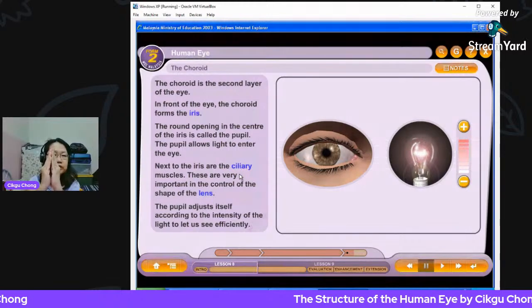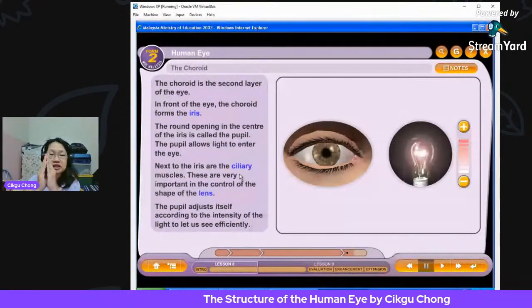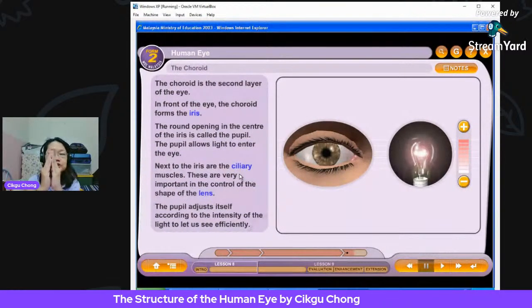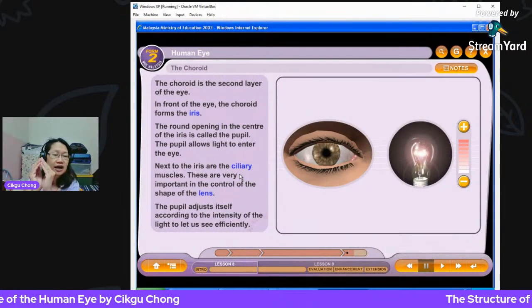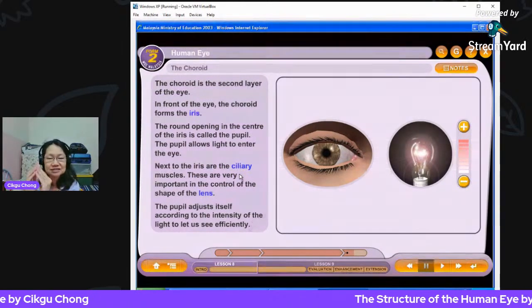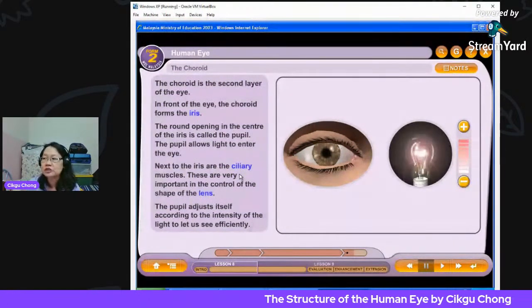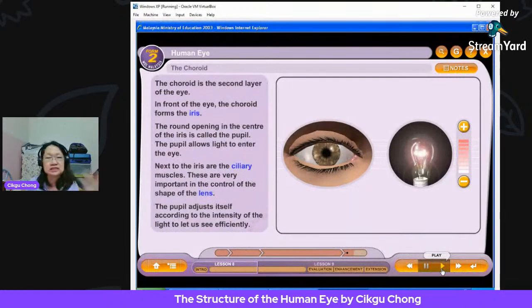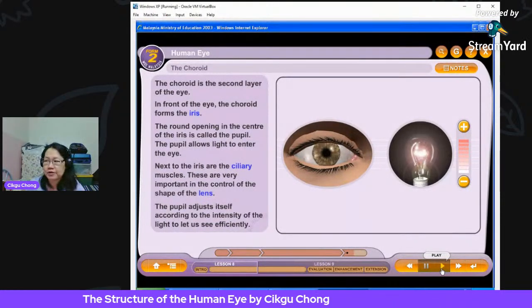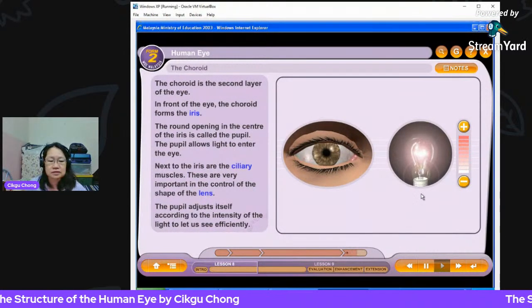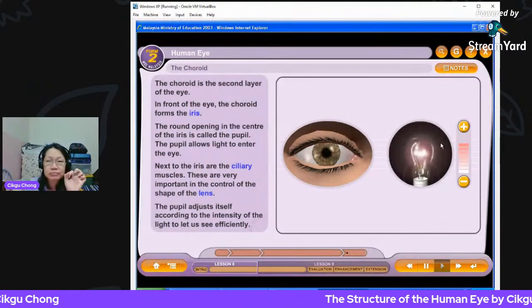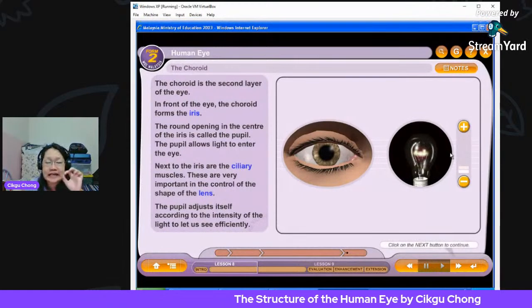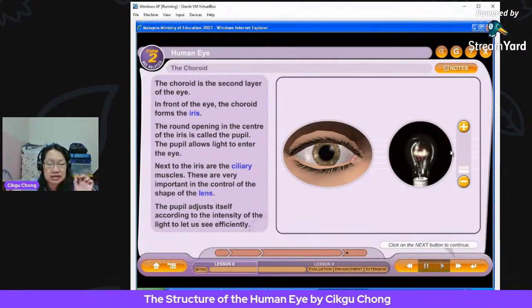Now this means especially when you see something very far, you see an object that is very far, it becomes thin. When you see an object that is nearer, it becomes thick. The shape of the lens. Okay, let's carry on. So you adjust yourself to make us see correctly all the time. All right. Okay, so the pupil can become bigger or smaller because of the amount of light.